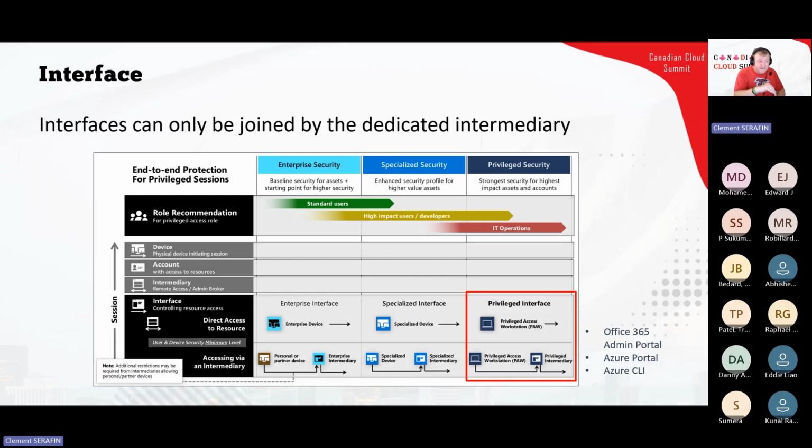privileged intermediary. You can base your rules on conditional access, but you say, okay, the people doing the Azure administration are using a privileged access workstation, a privileged intermediary. When they are on it, they will connect to the Azure portal. The point of saying the interface can only be joined by a privileged intermediary is just to avoid people using their personal computer or things we don't want.